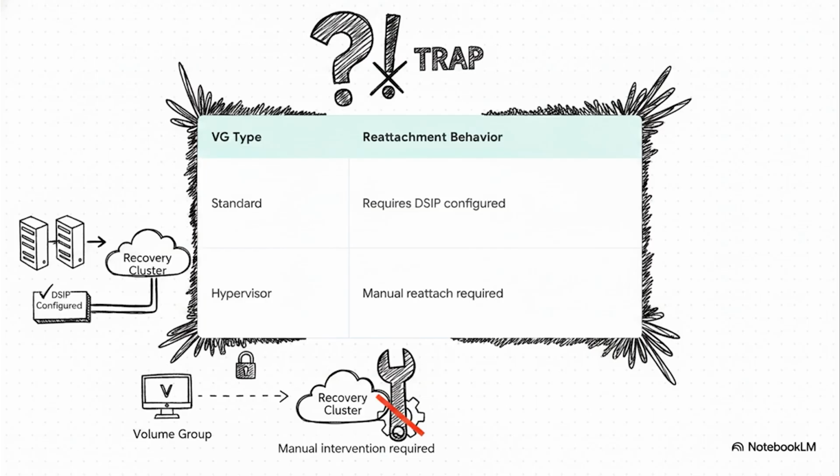But the real trap? That's with hypervisor-attached VGs. The exam loves to ask if these recover automatically. Let me be clear, they do not. While you can certainly protect and recover hypervisor-attached volume groups, manual intervention is strictly required post-recovery if you want to reattach them.